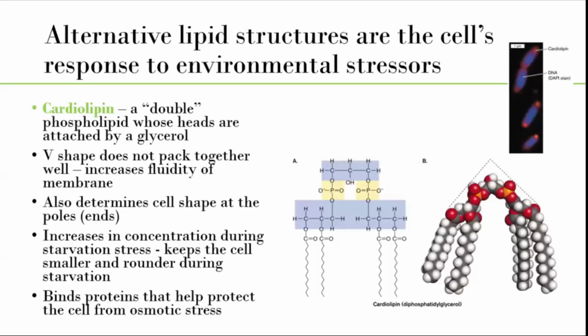So let's go back to the membrane structure, because we talked about the typical membrane structure. Let's talk about some atypical structures now. It's ones that the cell will do in order to survive extreme stresses or starvation or things like that. The first thing is that they can make alternative phospholipids. One of them is called cardiolipin or cardiolipin. I've heard it both ways.